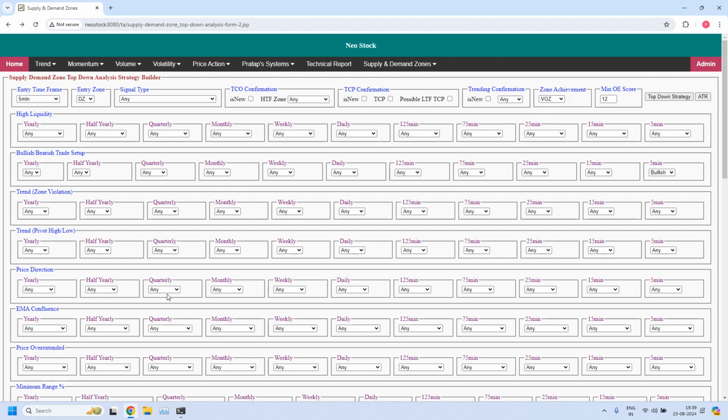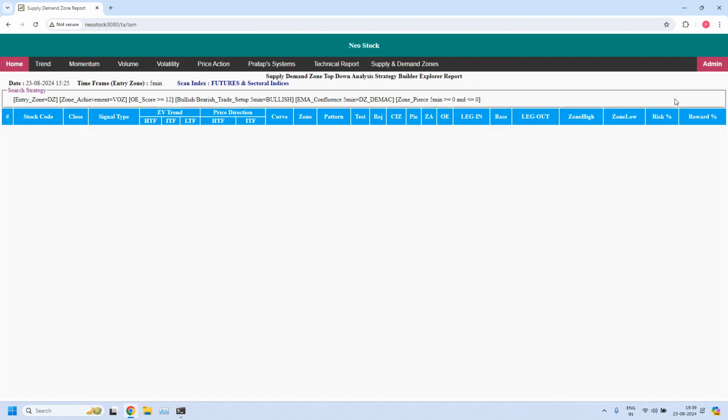So what I am going to do is the EMA confluence in 5 minutes time frame, where the 5 minutes demand zone is having daily EMA confluence. See here, demand zone is having daily EMA confluence. That option I am enabling. Let's verify. So none of those zones are having confluence exactly, because 5 minute zones are very small.